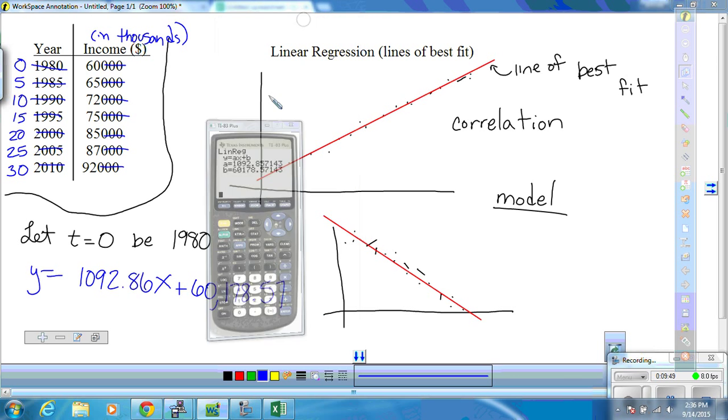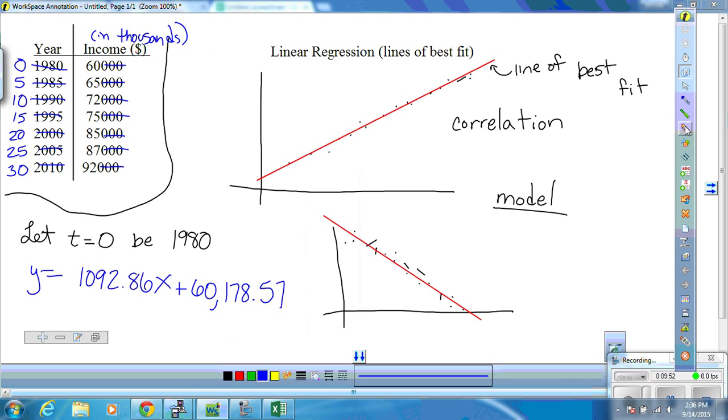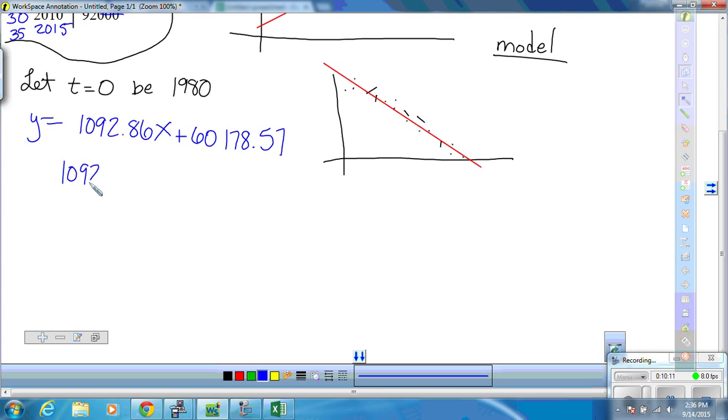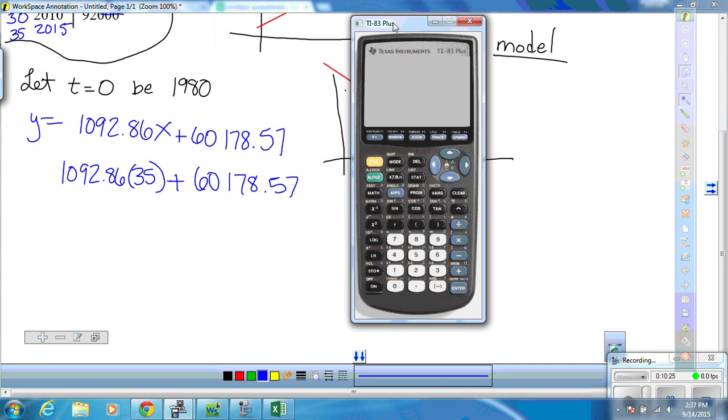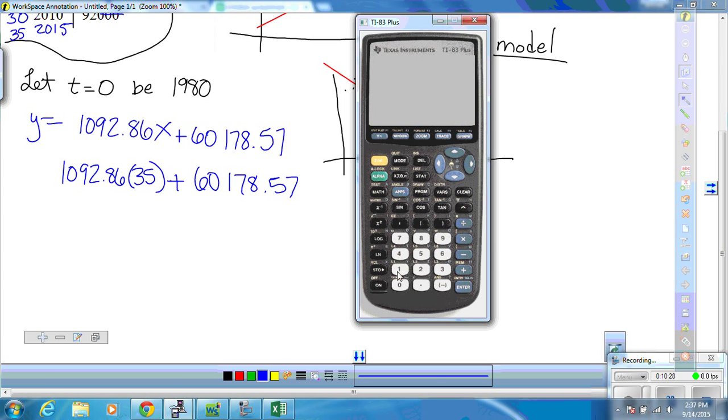Things that I want you to remember is that once you have this equation, I can use it to plug things in. So for example, I could say, how much do you expect this person to make in the year 2015? Well, 2015, if I added it to my chart, would be the 35th year. And so I could take this equation and I could say, okay, 1092.86 times 35, because that would be the year 2015, plus 60,178.57, and I could make a prediction about how much I would expect this person to be making in the year 2015.